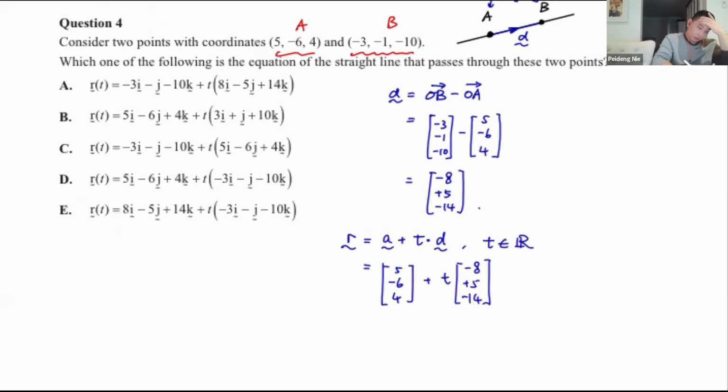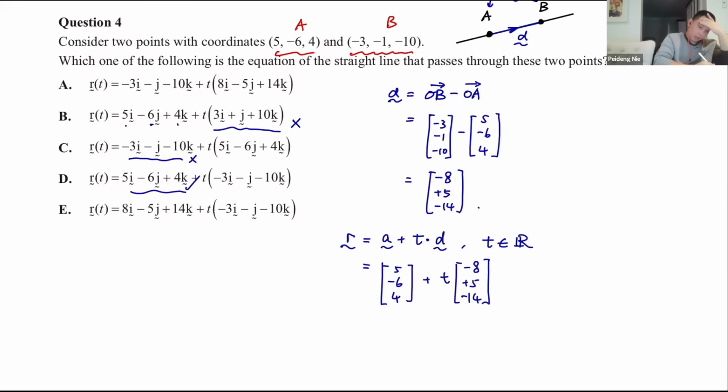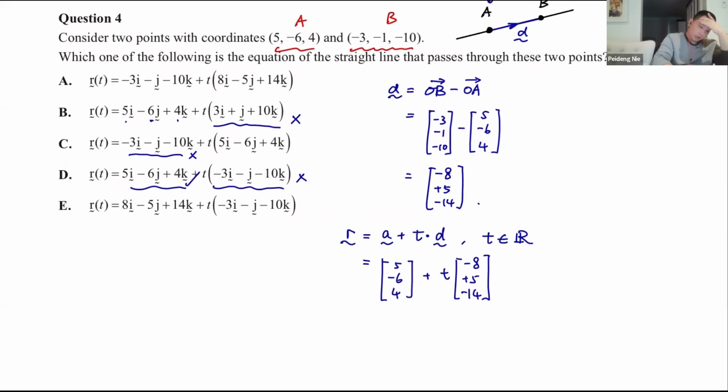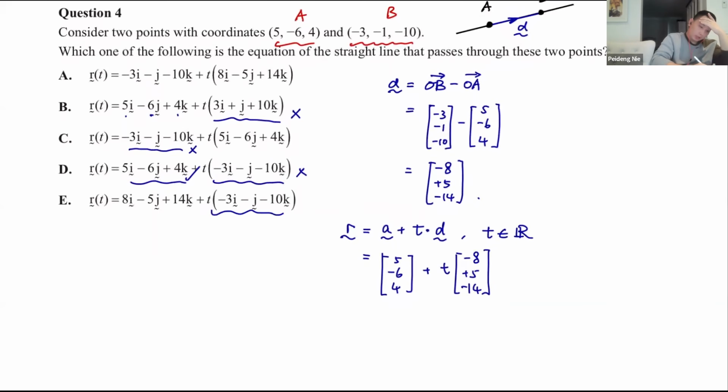Well, if we had (5, -6, 4), but this one has an incorrect option, okay. Right, and this one, the start point is not correct. This bit is correct, but the direction vector is incorrect. So I only have A and E, but option E has the incorrect direction vector. It's not (-8, 5, -14).